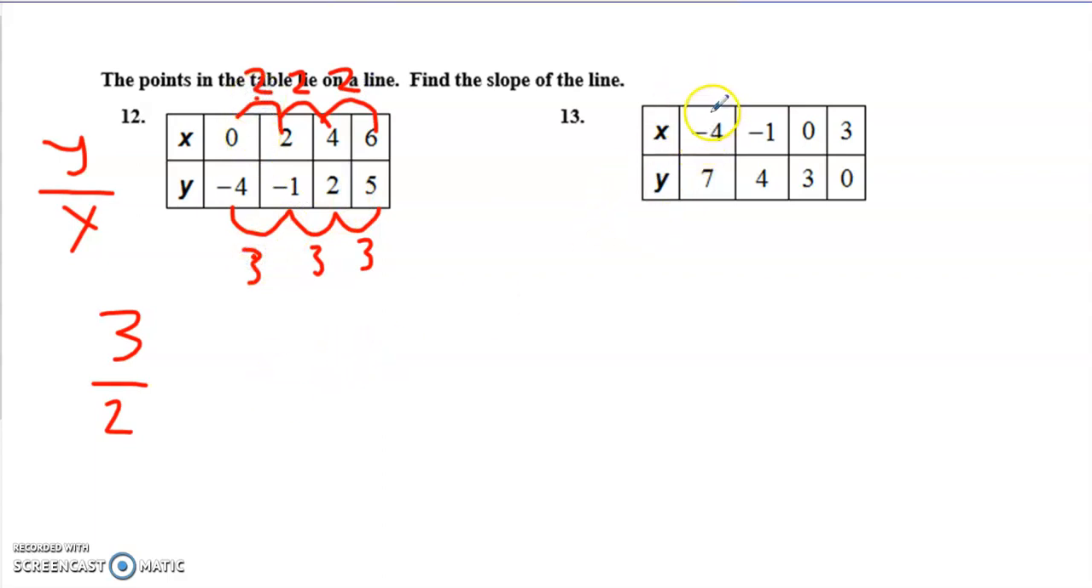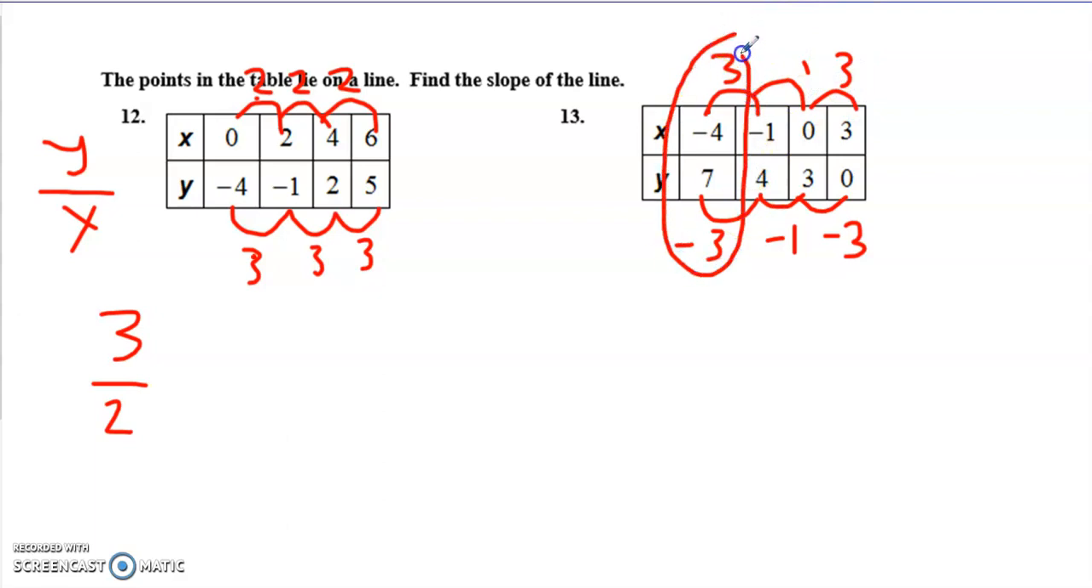This one is a little trickier. So we'll do our y's first. So from 7 to 4 is negative 3. 4 to 3 is negative 1, and 3 to 0 is negative 3. Right here, we are adding 3, adding 1, and adding 3. So we need to look at this change and compare it with this change and this change.